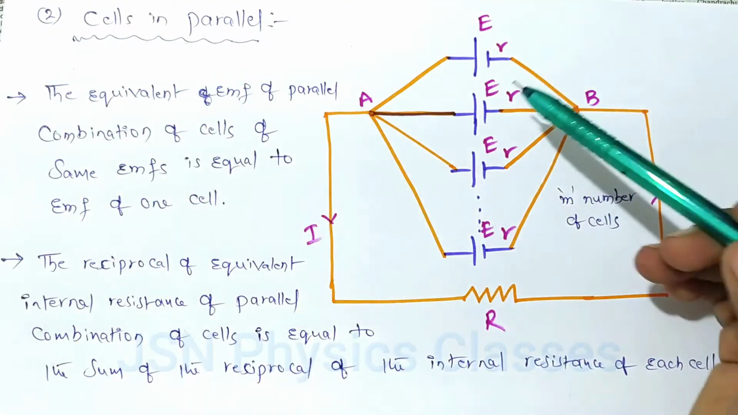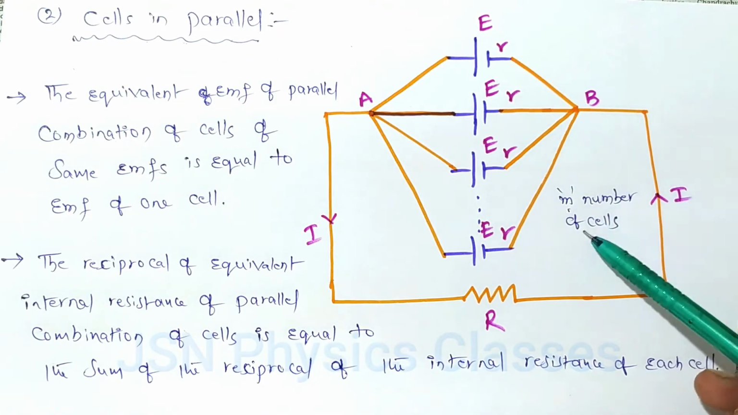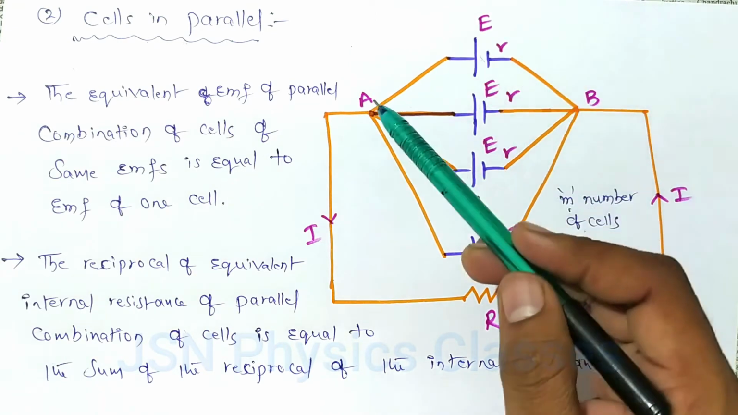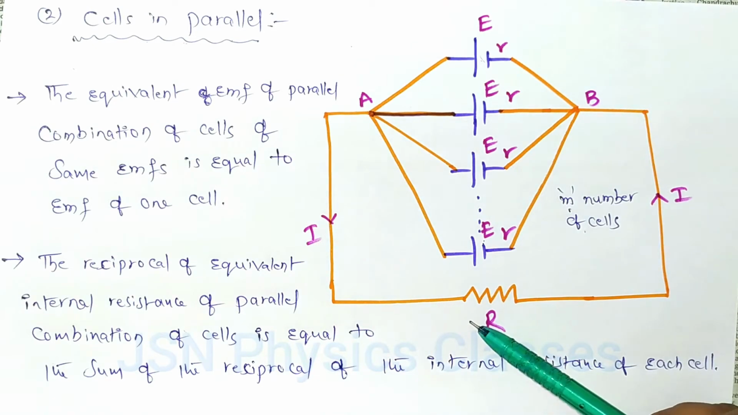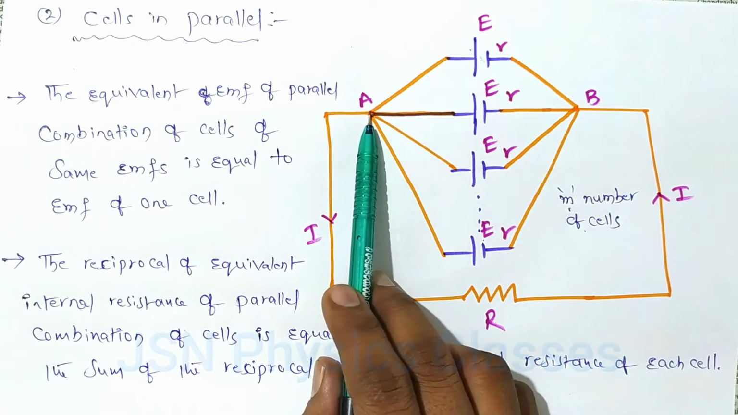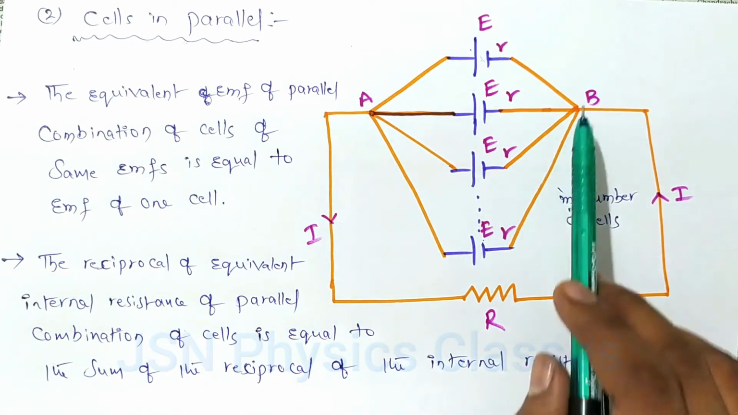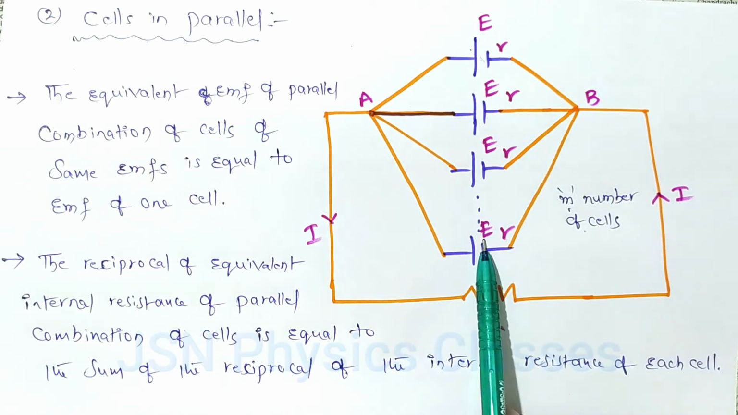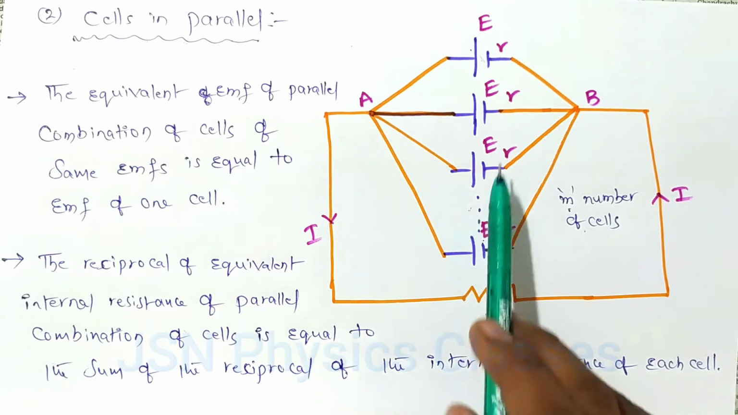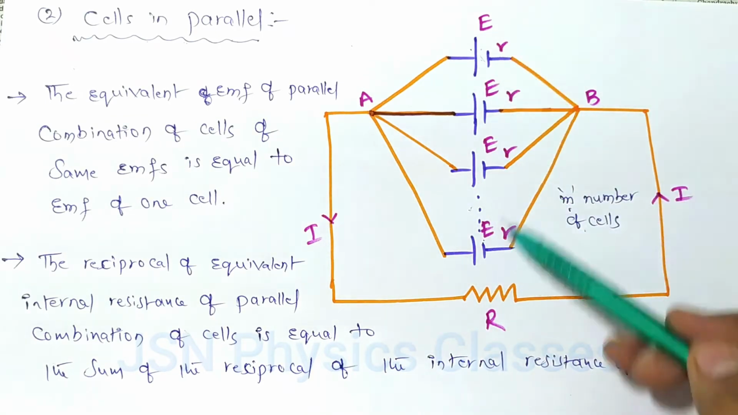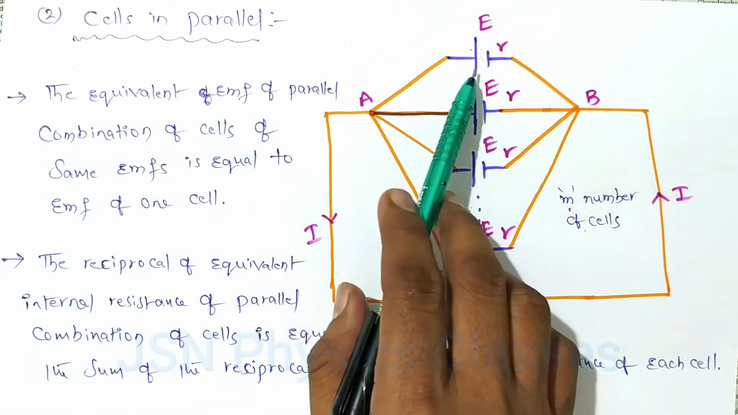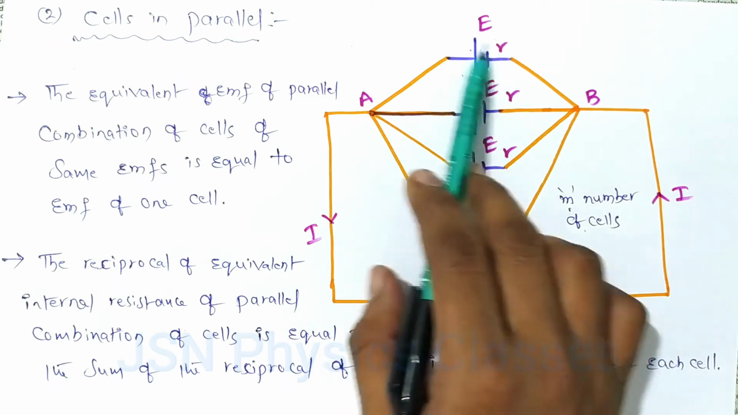Cells in parallel combination. Here I am taking m number of cells. These m number of cells I am connecting in parallel with a resistor. All the positive terminals are connected at A and all the negative terminals of the cells are connected at B. This type of combination is called parallel combination. In this parallel combination, the equivalent EMF of all the cells is equal to the EMF of one cell.